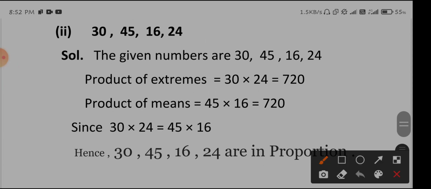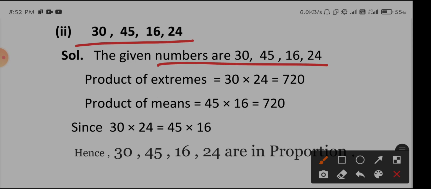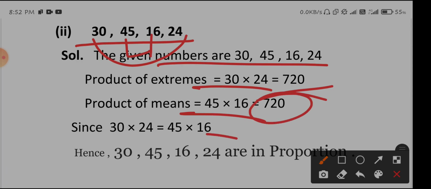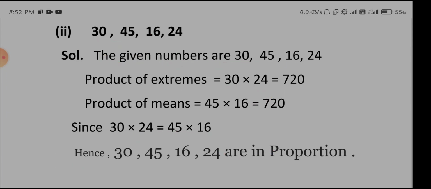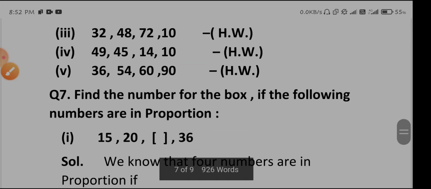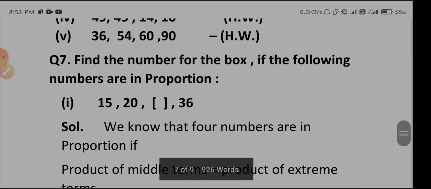See the second one: 30, 45, 16, 24. These are the given numbers. Product of extremes. Extreme means first and fourth term. 30 multiply 24, 720. Product of means, second and third term. 45 multiply 16, 720. Now you can see both are equal. It means hence 30, 45, 16 and 24 are in proportion. Proportion means their ratios are equal. Same way you have to solve the remaining questions.